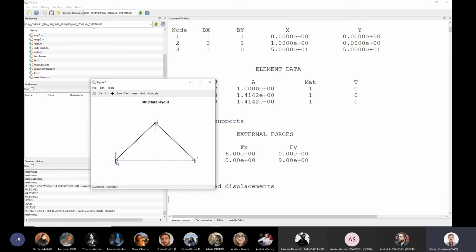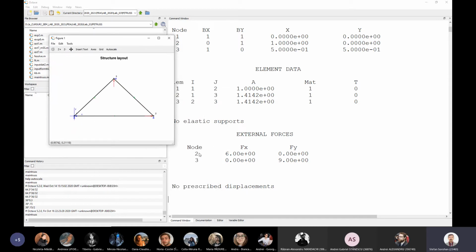And as you can see, this point here is fixed along X and Y. This is our problem. This is simply supported only along Y. Here we have a force, this is 6F, and this is 9F. You can observe here that in node 2 I have 6, F is also 1. So in this first problem, the length, the area, the Young modulus, and the parameter F were all considered as 1. It's just for the first run of the problem.